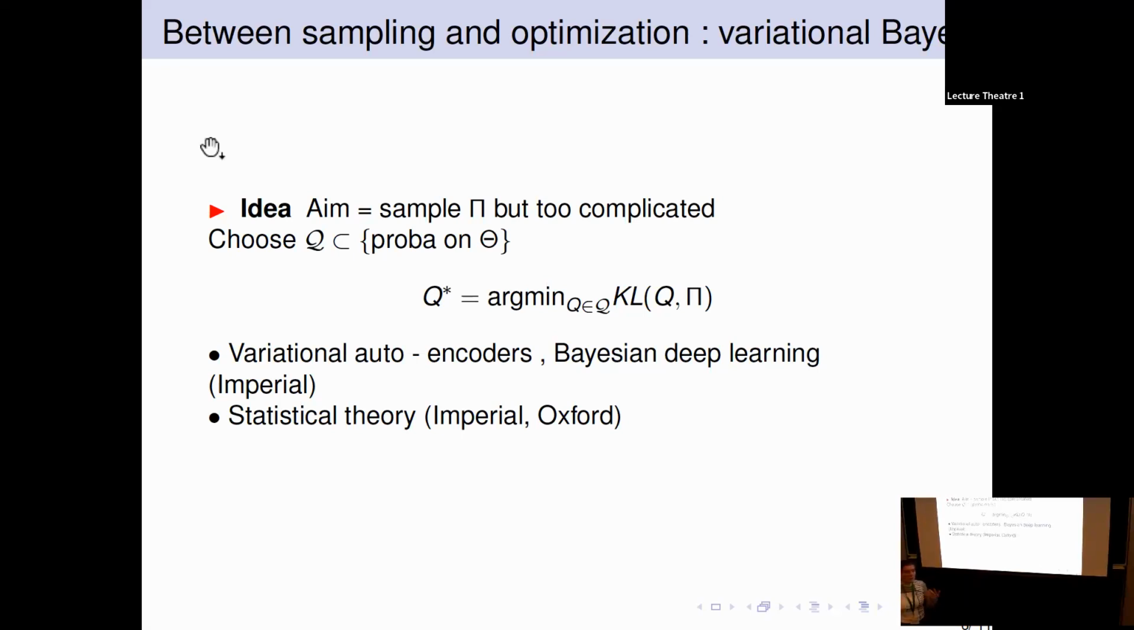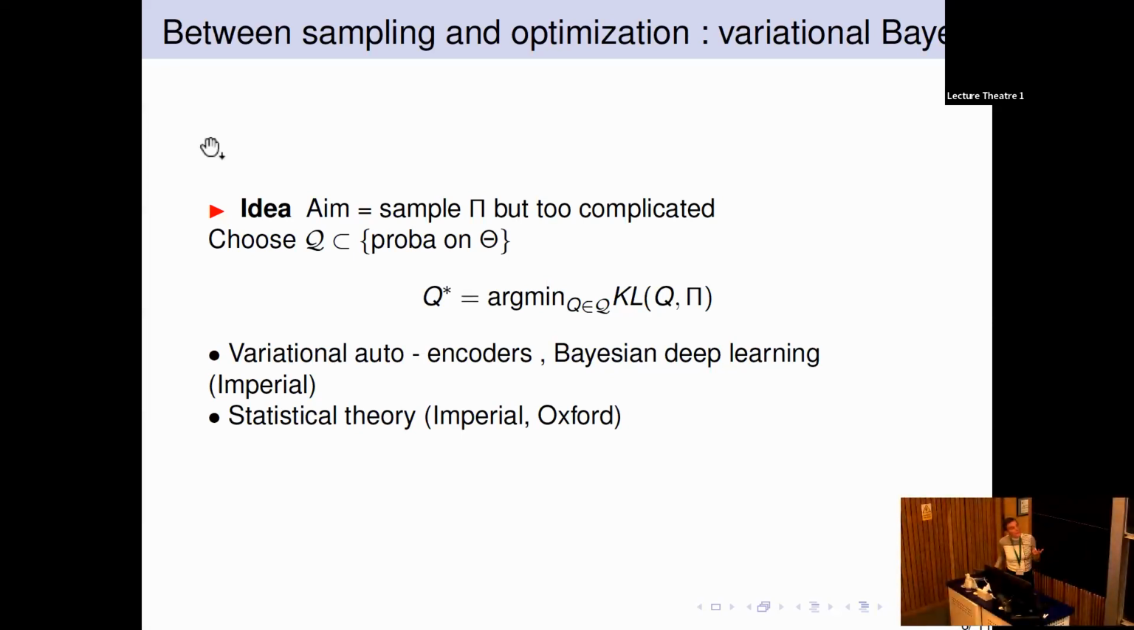So how bad are you? How close are you to pi? That's one of the questions that have been investigated. Another type of question, which people in my group and in other groups, like at Imperial, have been looking at, is: even if you're not close to pi, what are the statistical properties of the output of your algorithms?